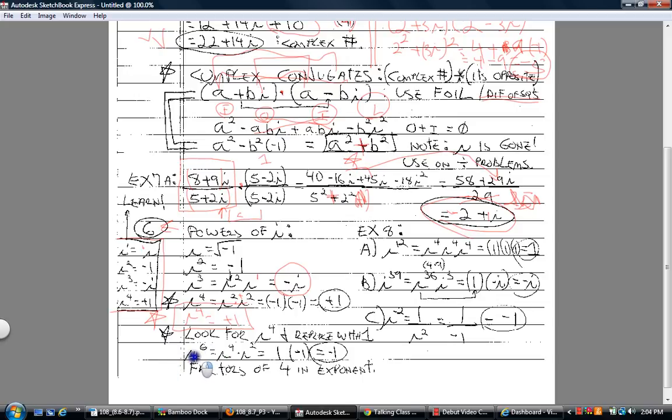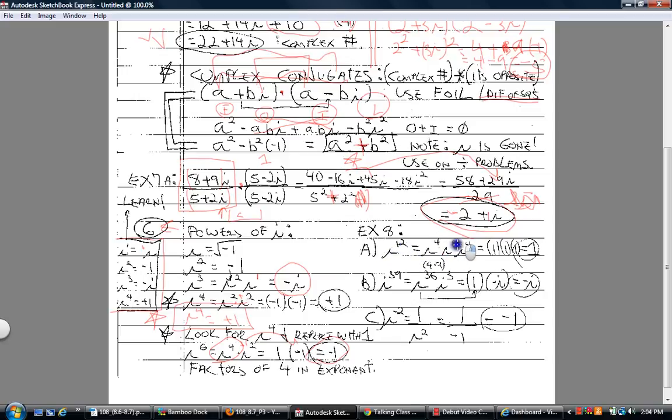So what you do here is look for factors of 4. So i to the 6th, I'm going to break it down: i to the 4th times i squared. 4 plus 2 is 6. i to the 4th equals 1. And so I've got 1 times i squared, which is negative 1. i squared is negative 1. Final answer, negative 1.